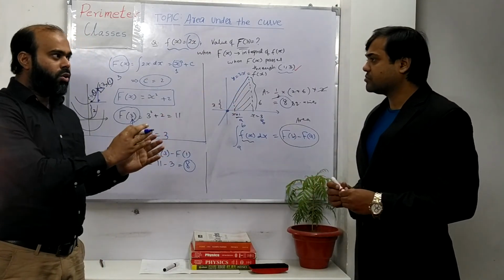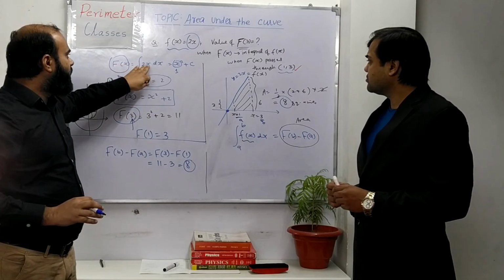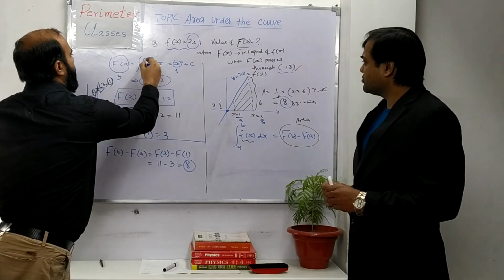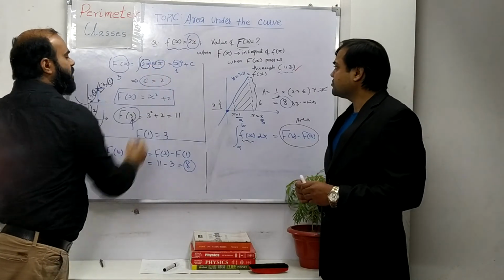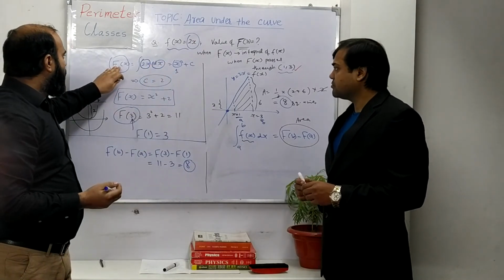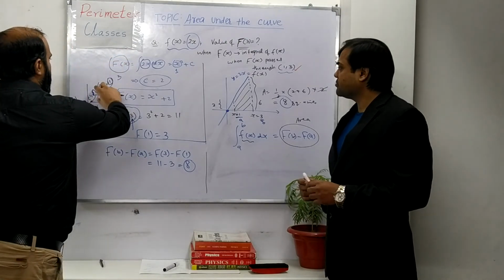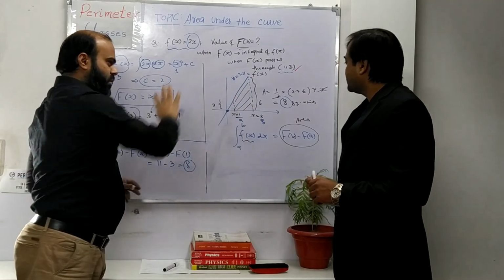Dimensionally it is also correct, because what do we do in integration? We integrate the function with a variable. Here the function is in meters, the length, and dx is also in meters, the length. So the product is meter square, that is the area. So the difference of y coordinate is meter square, and the area is meter square.